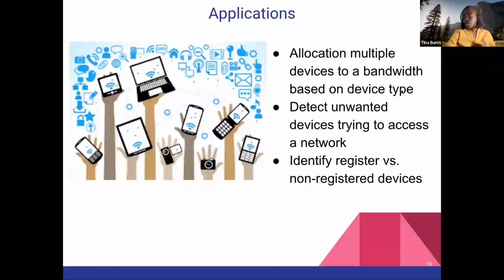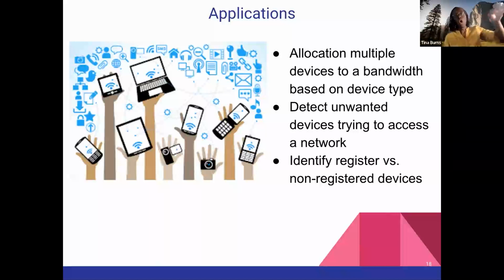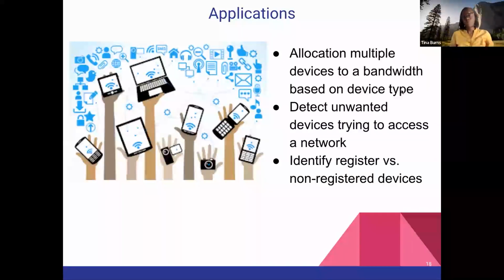Now, there are already a lot of applications it can be used for, right? I can use this if I know what the device is. Like I said before, I can use it to determine what spectrum it goes to. I also can use it to identify whether the devices that are trying to access my network or my tower are registered or unregistered on my particular device, right?